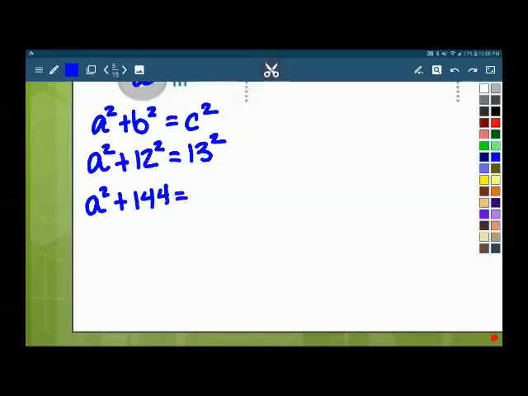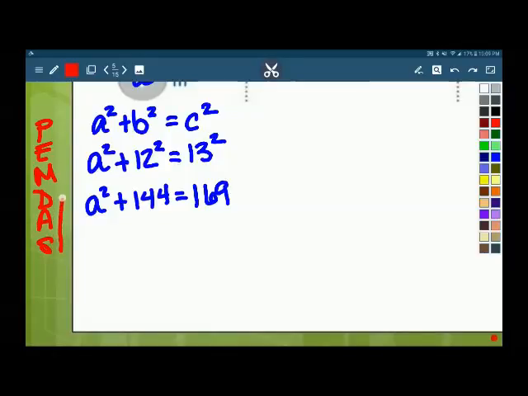And 13 squared is 169. So now, as we've practiced, this was a little while ago, but we practiced solving equations like this when we had squares and even when we had addition or subtraction involved. So remember your order of operations: Please Excuse My Dear Aunt Sally, or parentheses, exponents, multiplication, division, addition, subtraction.